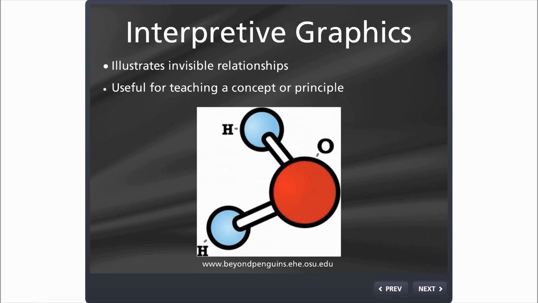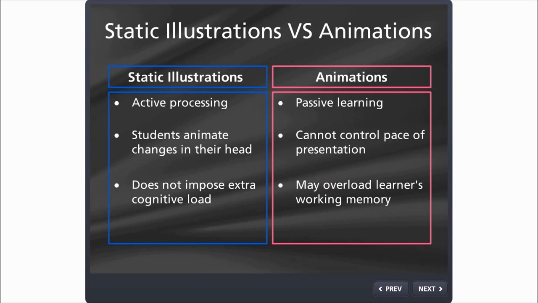Interpretive graphics make an intangible phenomenon visible and concrete. These types of graphs can be in the form of a diagram with arrows that shows the blood flow through the heart, or images that show how data is transmitted through the internet. The image on the screen shows the molecular structure of water. In addition to transformational graphics that we talked about in the last slide, interpretive graphics can also be used to teach a concept or principle.